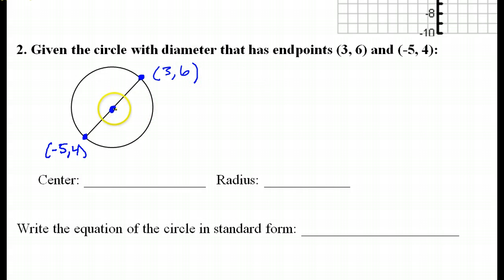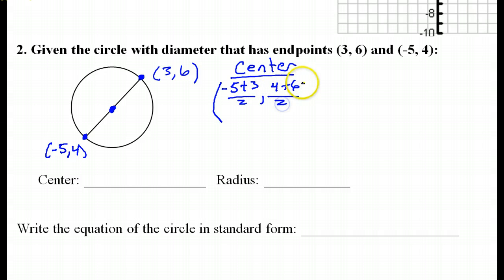Let's find the center first, because that's just so easy. The center is the midpoint of the diameter here. So we'll just use our knowledge of midpoint. To find the midpoint, you just do the average of these coordinates, add them up and divide by 2. So if I do -5 + 3 divided by 2, that should give me the x value of the center. And if I do 4 + 6 divided by 2, that will give me the y value of the center.